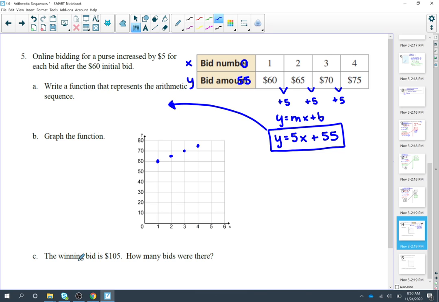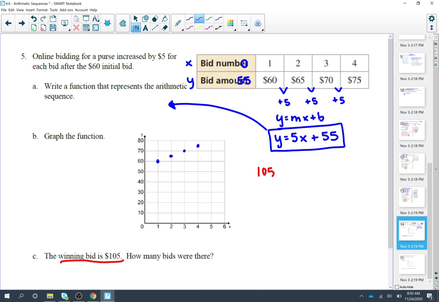Now, it says that the winning bid is $105. Well, how many bids were there? Well, that's where I'm going to go back and look at my table. If the winning bid is $105, would the $105 be the bid number, or would it be the bid amount? Well, it would be the amount, which is the y value. So I'm going to come back to my function, and I'm going to substitute 105 in for y.